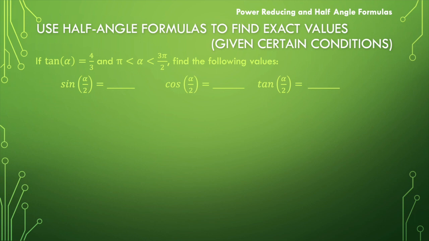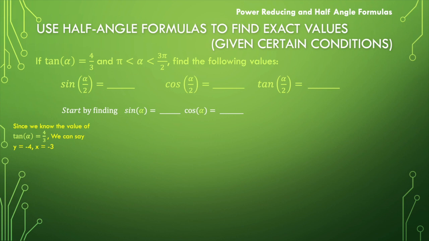Well, we really know quite a bit. We know the tangent of alpha is 4/3, and we know that this alpha angle is in the third quadrant between pi and 3 pi over 2. Okay, so let's start by finding sine of alpha and cosine of alpha from what we know. Well, we definitely know that if tangent of alpha is 4/3, x and y would have to be negative in the third quadrant, and x would be -3 while y is -4. Well, that seems pretty logical.